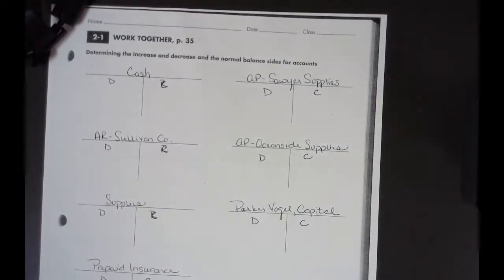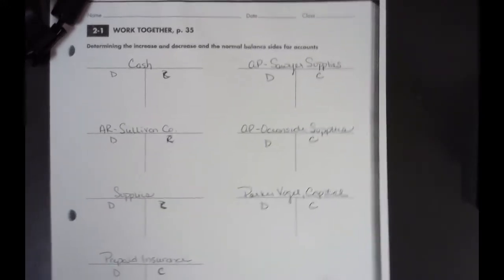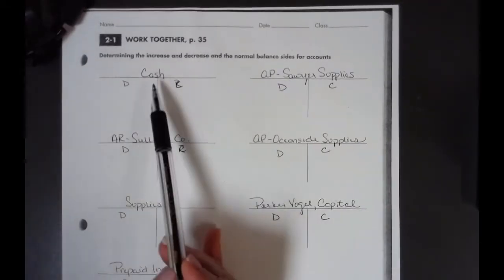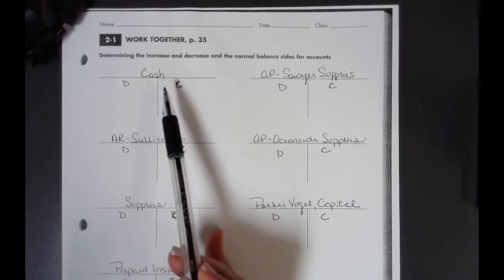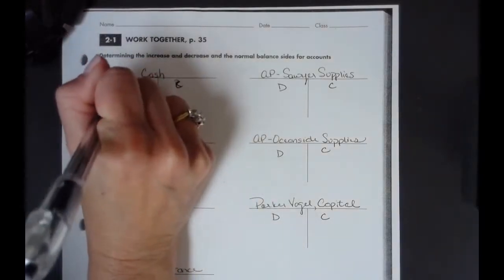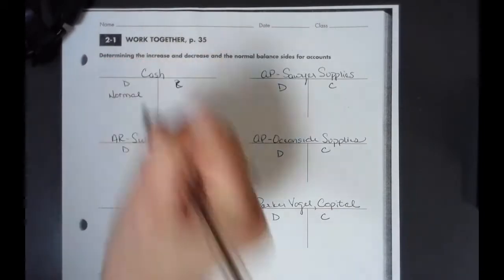All right, the next thing they're asking us to do is draw an up arrow on the increase side and a down arrow on the decrease side. But I think before we do that, we should label the normal balance side. So cash is an asset. Assets occur on the left side of the accounting equation. So the normal balance side is the left or debit side.